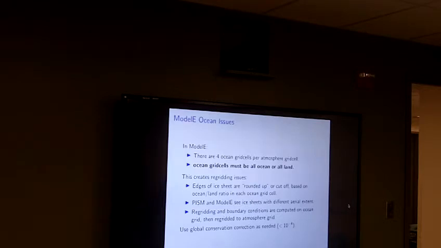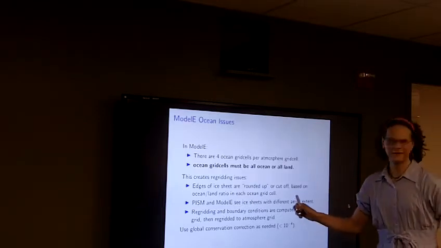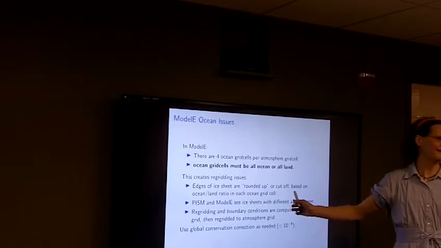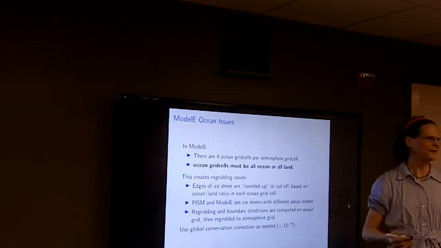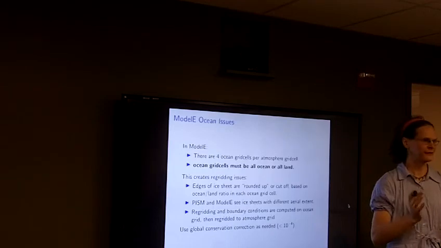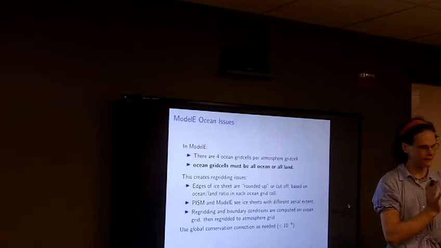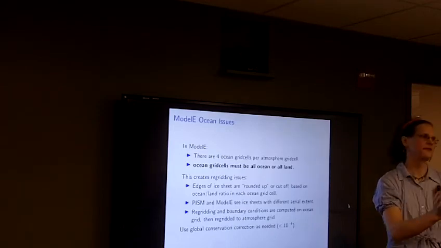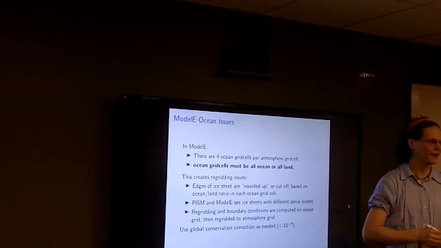So the exciting part of this is that this rounding thing means Model E and PISM think that the ice sheet is not just different in terms of being on different grids, so they look a bit different. It's not that they're looking at the same ice sheet through different glasses. They're actually looking at different ice sheets.